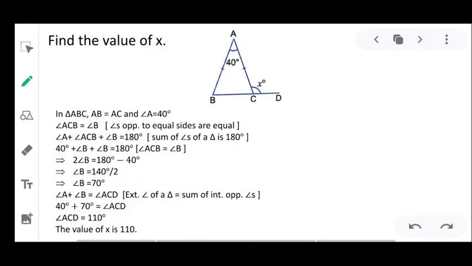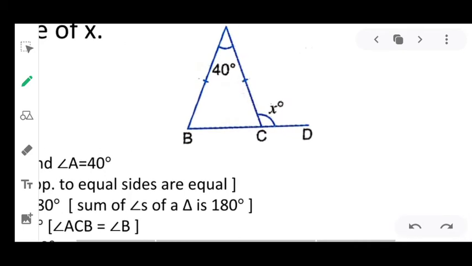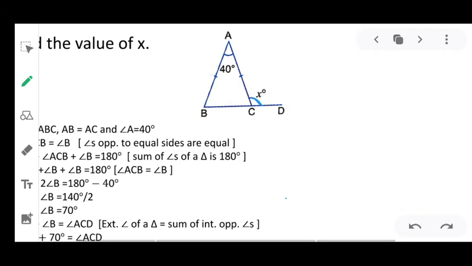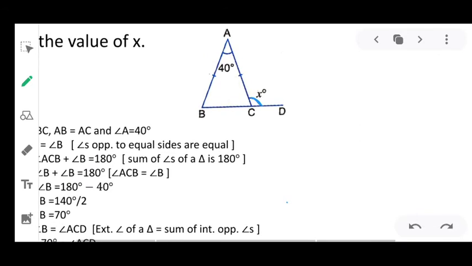Next question, find the value of X. Okay, so this is a figure and we have to find out the value of X. The angle X degree is the exterior angle of this triangle, and we all know that the exterior angle of a triangle is the sum of the interior opposite angles. That means angle A and angle B.